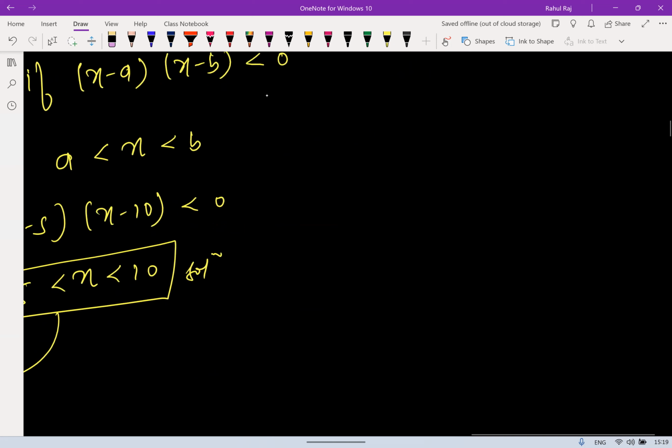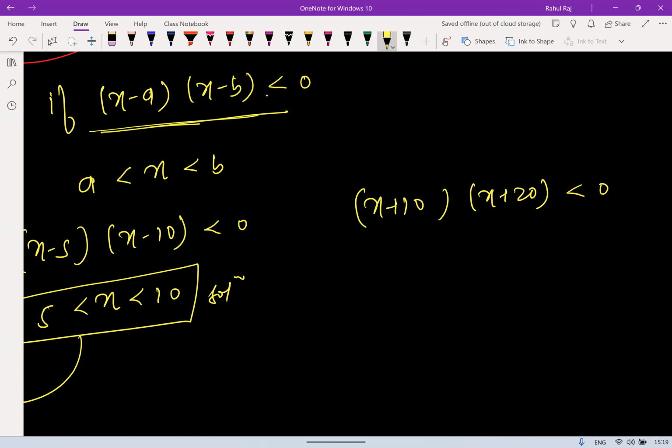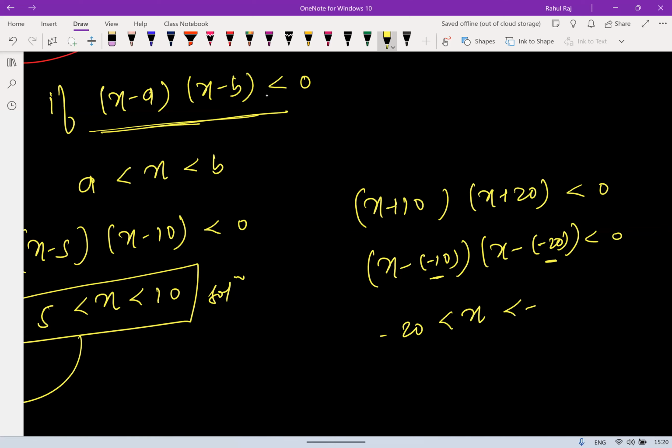So imagine I'm just giving you one inequality. X plus 10 into x plus 20 less than 0. Now, what do I mean by x plus 10 into x plus 20 is less than 0? It is 100% exactly in the same form. Just convert it. So x minus of negative 10 into x minus of negative 20, which is less than 0. Now, you just have to check that negative 10 and negative 20, which is the least value? Negative 20. So x lies between A and B. A is the least value, that is minus 20 and minus 10. This is the solution of the inequality.